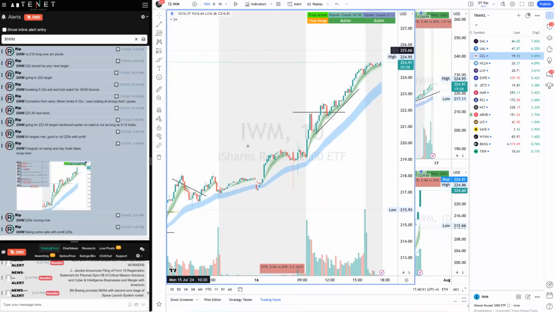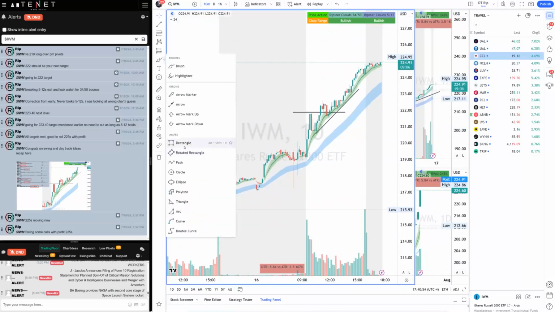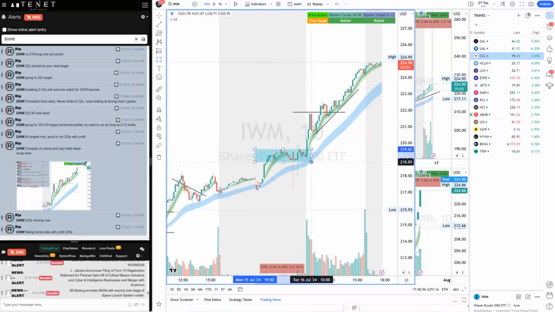And what do you see here? We are gapping up. This is our range, the pre-market range. I see that it's breaking out of this range. Then I know my risk is 219, so I give a risk of 219 and tell everybody to long it. My first target is 222 and my next target is 223.40, right? So we met all the targets and my final target was 225.